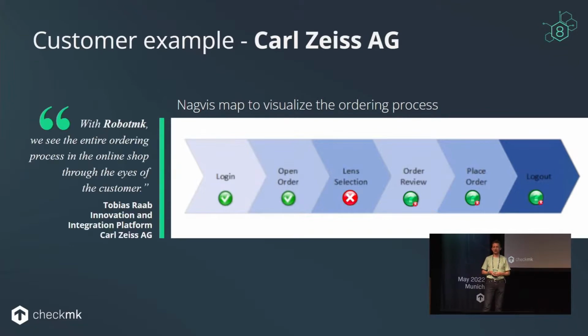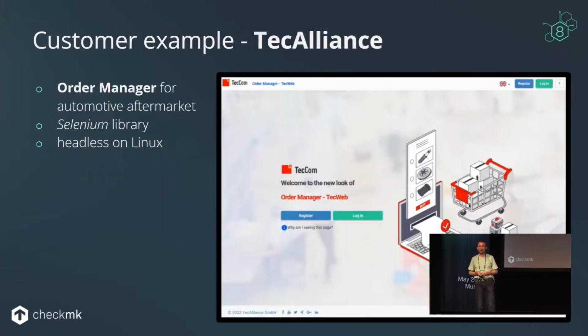Thanks to Tobias Raab from Zeiss AG. He's very happy that he and his team can now see the ordering process completely through the eyes of the customer. The next example is from Tech Alliance GmbH here in Munich.